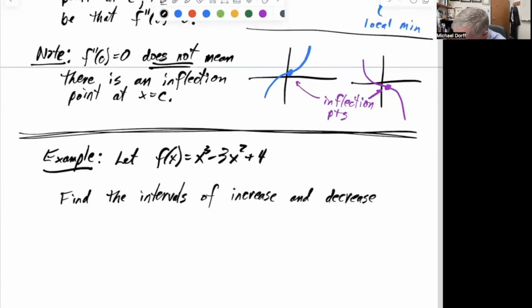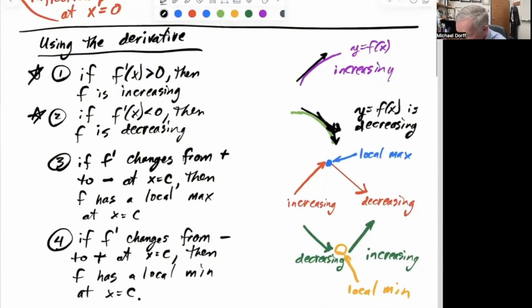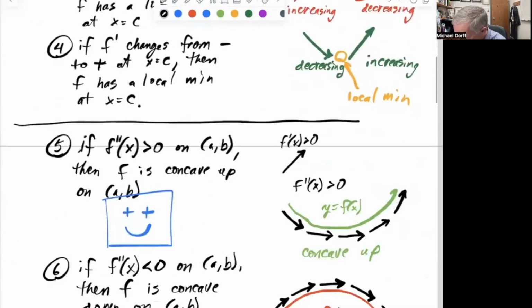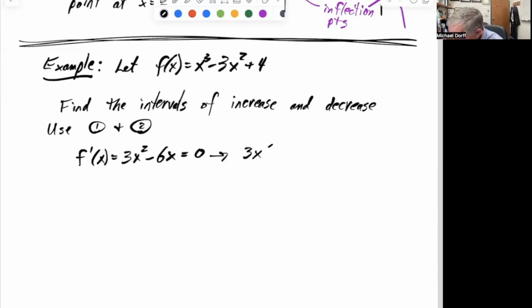Well, we use 1 and 2 that we did up above. Going back here to 1 and 2, there's 1, there's 2. As we look at the derivative, if it's greater than 0, the function's increasing. If it's less than 0, it's decreasing. Look at the derivative. So we take the derivative, we get 3x squared minus 6x. Now we're going to set that equal to 0 to help us find the intervals. So when does that equal 0? I'm going to factor out a 3x, and I'm left with x minus 2 equals 0. So I get x equals 0 and x equals 2.